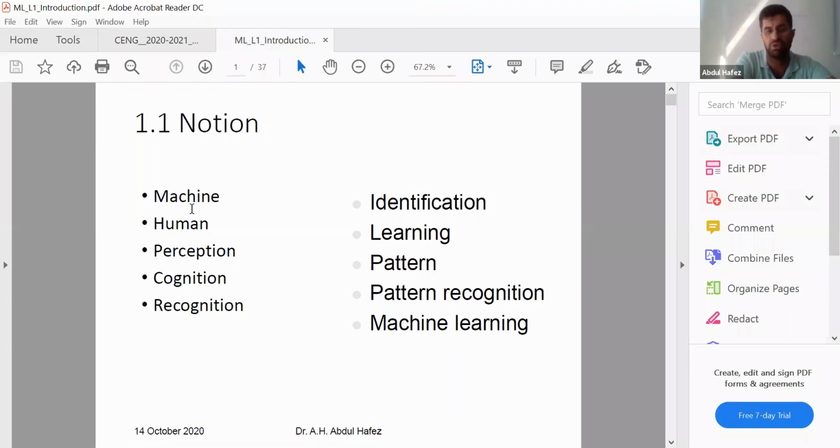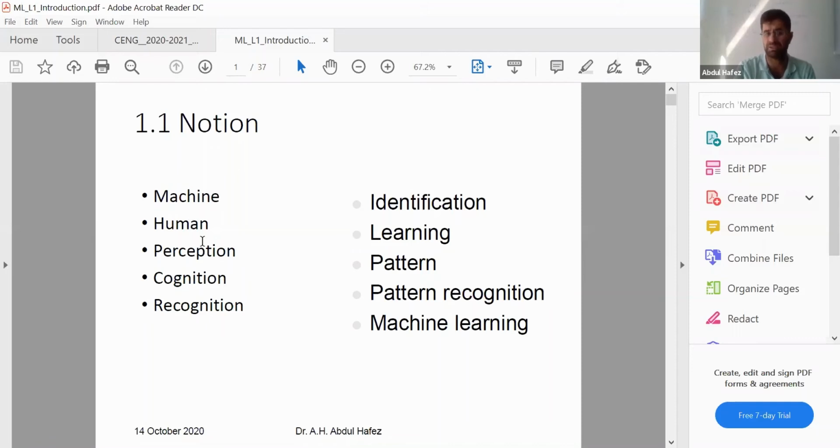In contrast to machine, we have a human. So what is a human? We talk sometimes about recognition and cognition, like we have some synonym of machine learning. It is called pattern recognition. Sometimes we say pattern recognition, sometimes we say machine learning. So we need finally to know what is machine learning and what is pattern recognition.